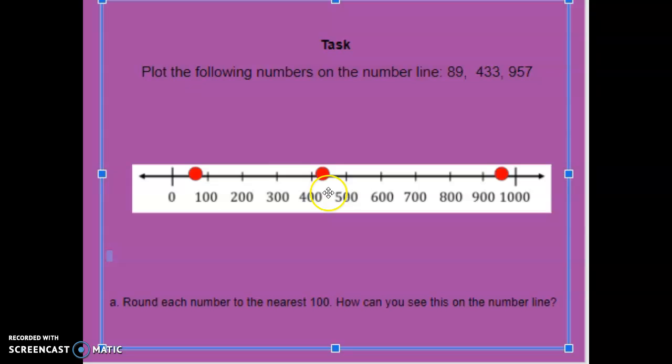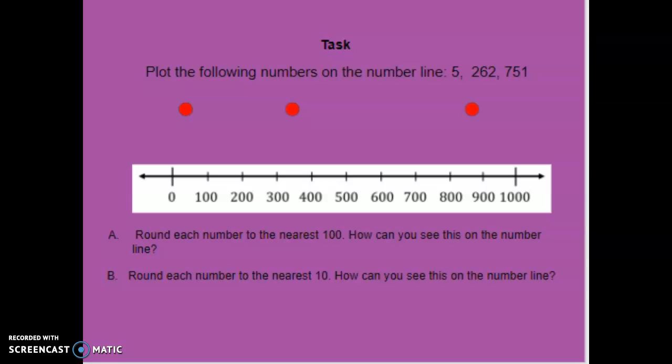433 is closer to 400. It's less than that benchmark 450, so we know that it's going to round to 400. 957 is closer to 1000, and it's past that benchmark number of 950 going to the right, so that means it's going to round to 1000.